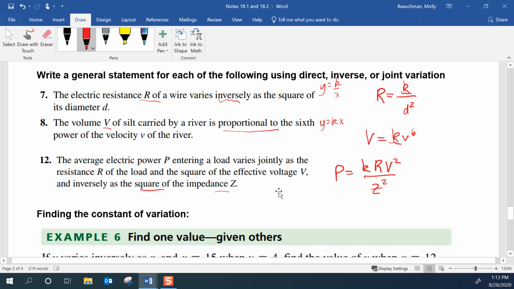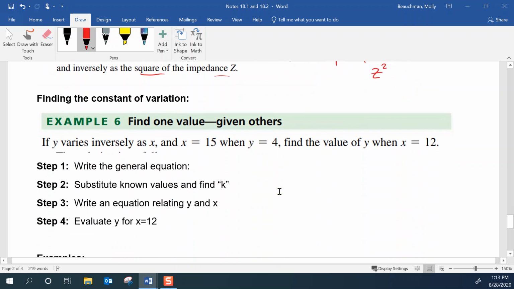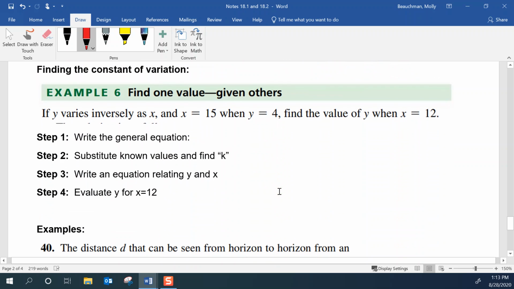All right, so what do we do with these types now that we understand what the variation types of statements are? So usually we'll have a problem where we have to find the constant of variation. So this is how we find a value given other values. We're not going to wrap it around a word problem. We're going to get real general terms. If y varies inversely as x, and x equals 15 when y is 4, find the value of y when x equals 12. So this is about a 4-step process.